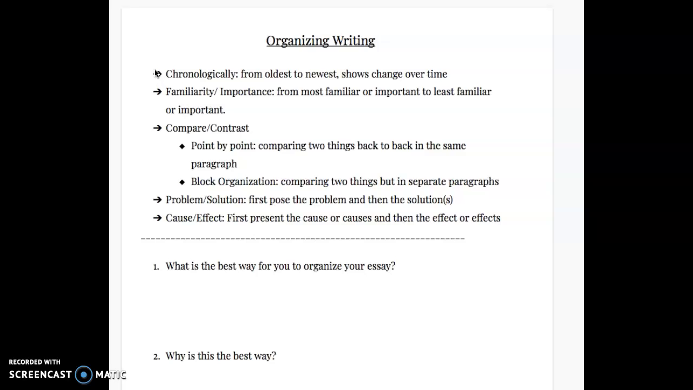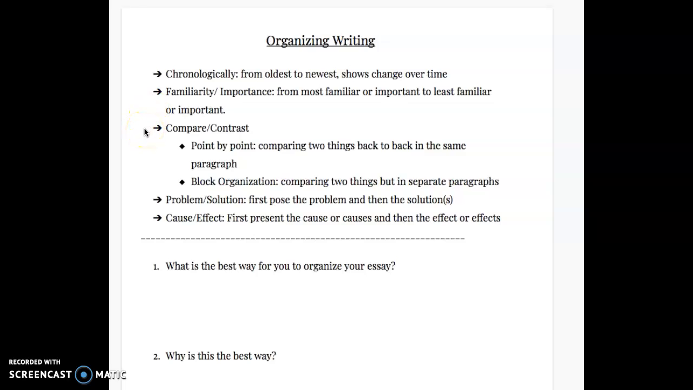This would be something like maybe if you were writing about laws and how they've changed, you might want to show what things used to be to what they are now. There are other topics as well, maybe healthcare, just how things have changed over time. The next one is familiarity or importance. So you can write about something from the most familiar to get your audience familiar with your topic, and then bring them to something that is not as familiar, maybe a new idea or thought that you're actually researching.